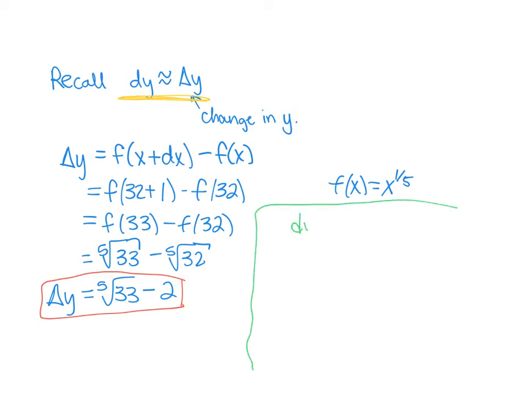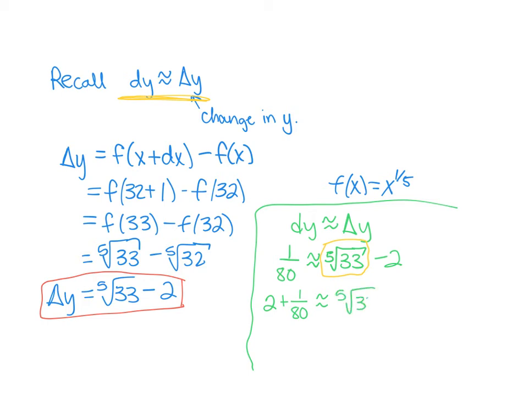So we have dy is approximately delta y. We just found dy to be 1/80. That's approximately the 5th root of 33 minus 2. So remember, we're trying to estimate the 5th root of 33. So let's get that by itself. We'll add 2 on both sides. So you get 2 plus 1/80 is approximately the 5th root of 33.